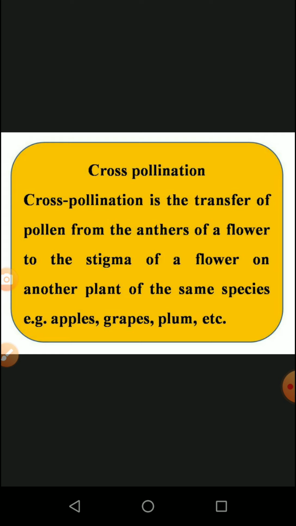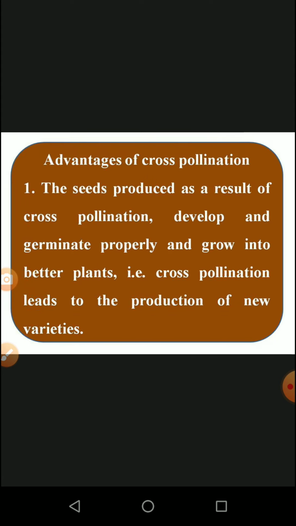In cross pollination, the pollen grain is transferred from anther to stigma of another plant of the same species. Examples are apple, grapes and palm. They are done by the process of cross pollination. The advantages of cross pollination: the seeds produced as a result of cross pollination develop and germinate properly and grow into better plants. Because they already face a problem in pollination and fertilization, they produce very good quality seed. Cross pollination leads to the production of new varieties.